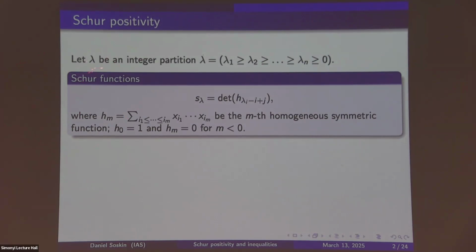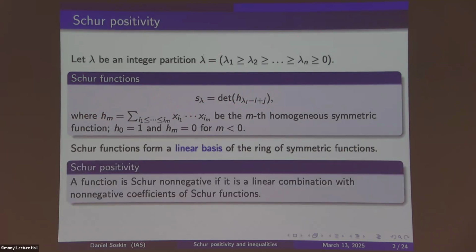I will use notation lambda for integer partition. And let's recall that one of the definitions of Schur functions is the following. We can look at the determinant of a matrix whose entry ij is given by a homogeneous symmetric function, where I use notation h_m for homogeneous symmetric. We say that Schur functions are a linear basis for the ring of symmetric functions, and we call a function Schur non-negative if it is a non-negative linear combination of Schur functions.